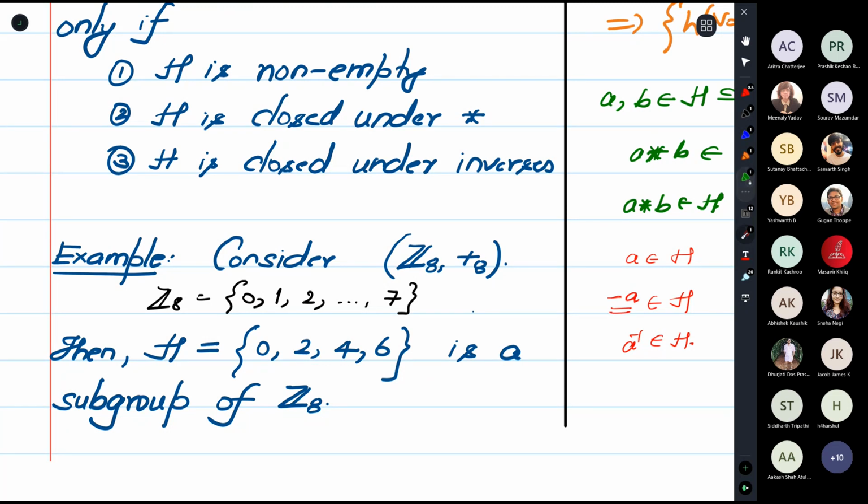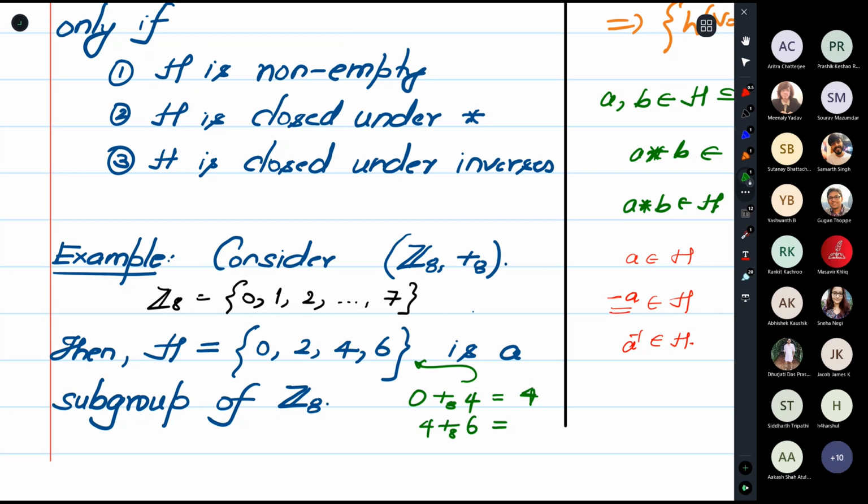So maybe we can verify some of the properties. The first is we have to verify that it is closed under this binary operation. Which means that if I perform this operation over here, whatever is the result, that should be an element of H itself. I hope you agree that 0 plus 4 is 4, 4 plus 6.